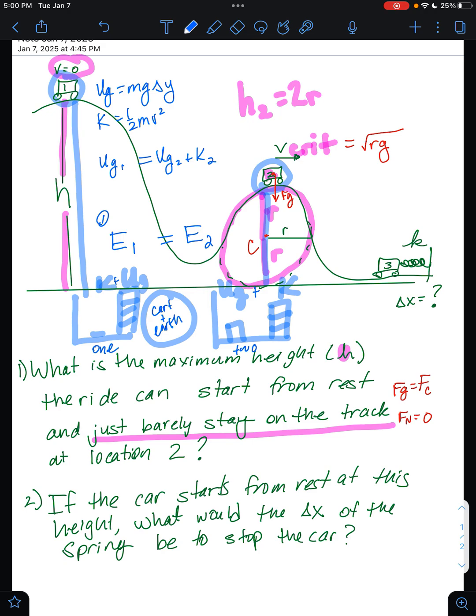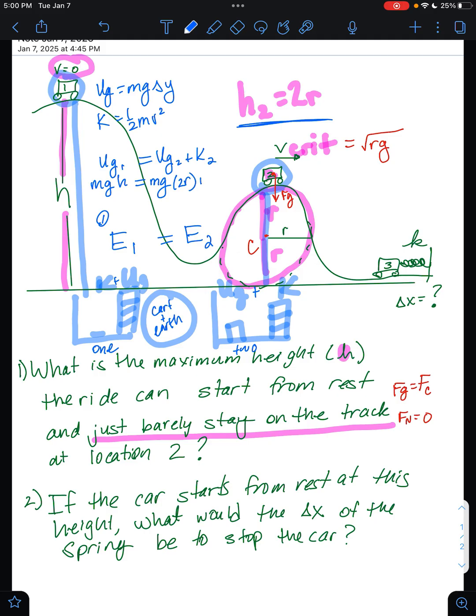Then I can say that gravitational energy at 1 would be mgh. H is what they call the height at location 1. At location 2, I'm going to say that that's mg, and I'm not going to call it h. I'm going to use the fact that that's 2r above the ground. So the height of a circle is oftentimes found by doing twice the radius.